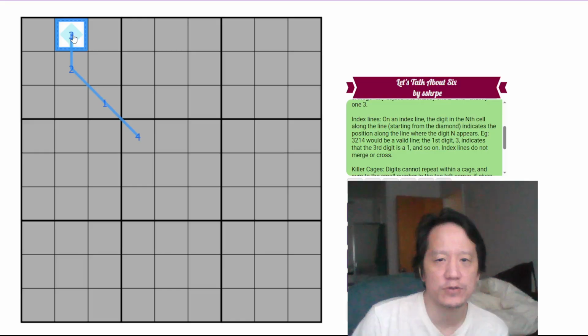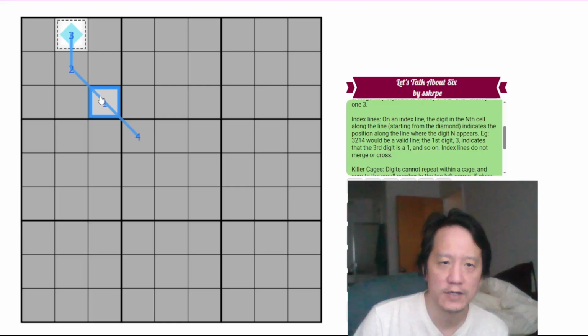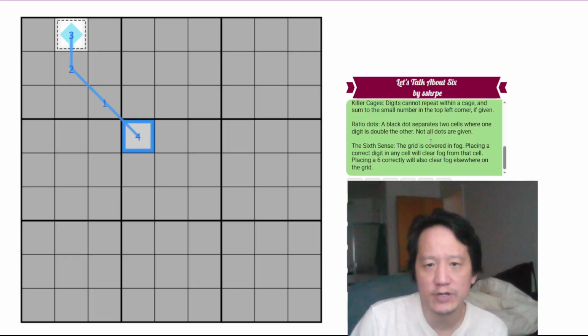So for example, if this is 3, this is saying that in the third place on this line is the digit 1. The 2 is saying that the 2 must be in the second position, which it is. This is saying that 3 must be in the first position, which it is. And this is saying that 4 must be in the fourth position, which it is. And that's how index lines work.